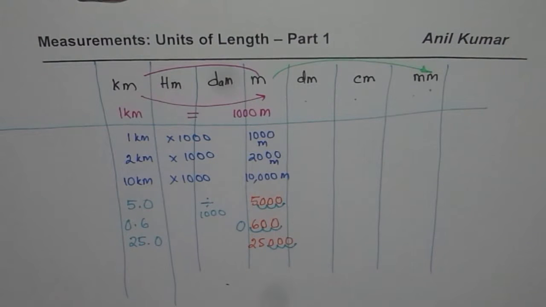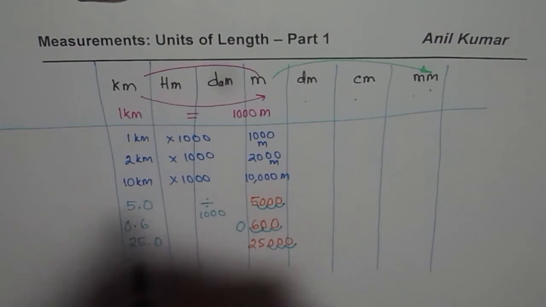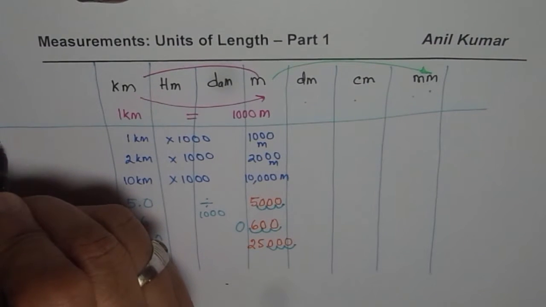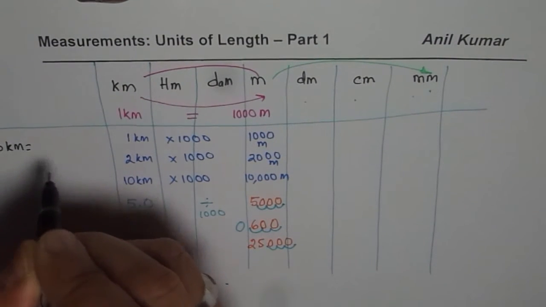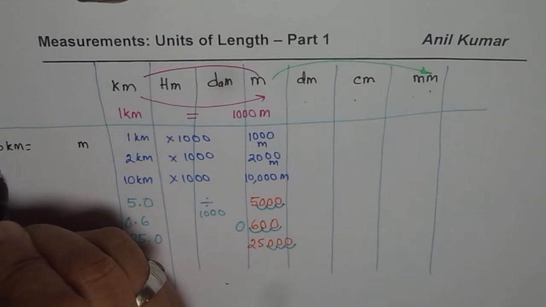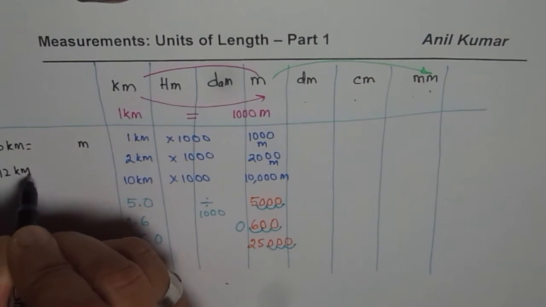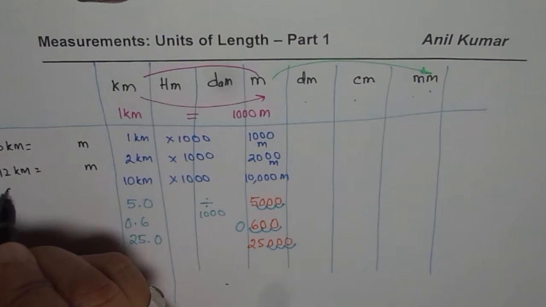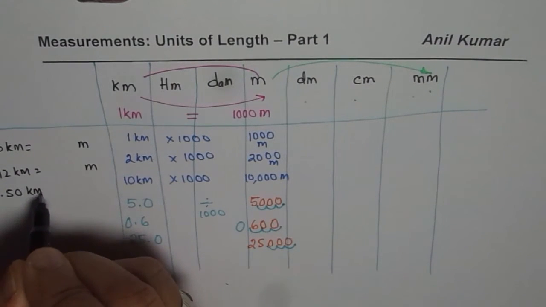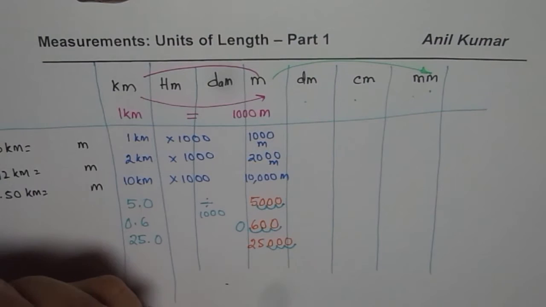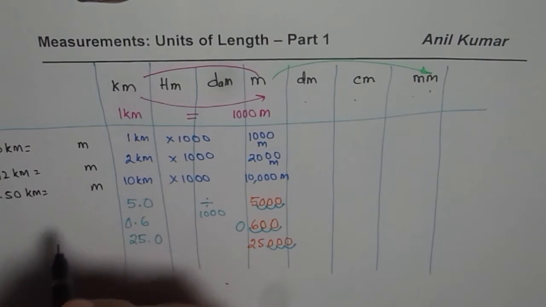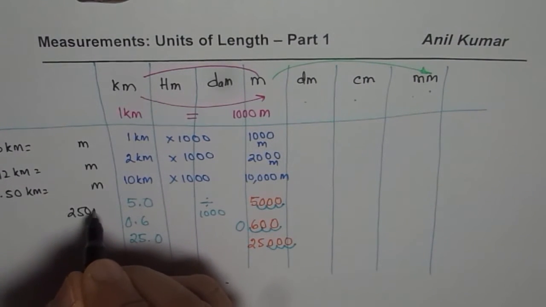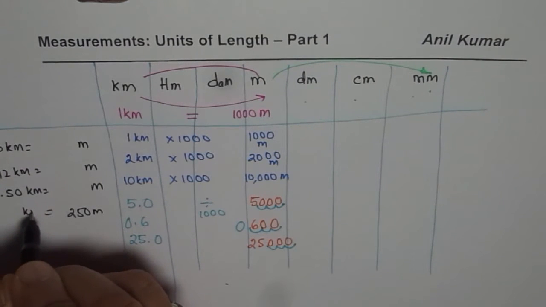Okay, I hope this helps. Now as an exercise, what you can do is you can convert these. So let's have 6 kilometers, write it in meters. 12 kilometers, write it in meters. Sometimes we could have decimals, right? 0.50 kilometers, write it in meters. Or let us say we have some meters, let's say 250 meters. Can you write that in kilometers?